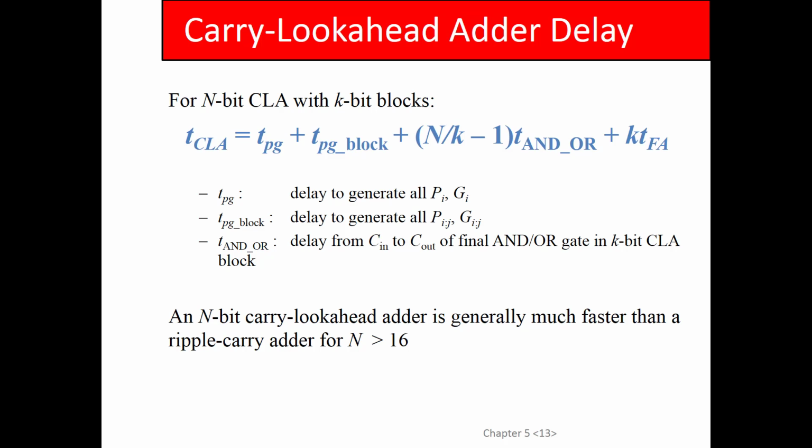Okay, so what's the total? The total delay is the time to generate the propagate and generates, the single bit ones, right? That's one gate delay. That's not a big deal. And then you add the delay for the propagate generate block, which is the block that generates all of the block level, not the single column, but the block level P's and G's. And you might say, wait, why do you add those? Well, you have to add them because you have to get the single bit P and G's before you can get the 4-bit P and G's. So that's along one logic path, so you have to add those.